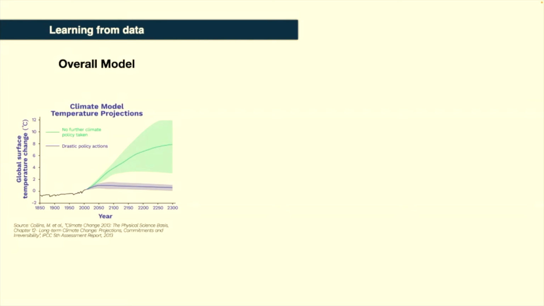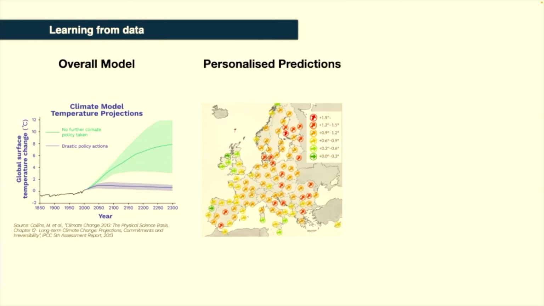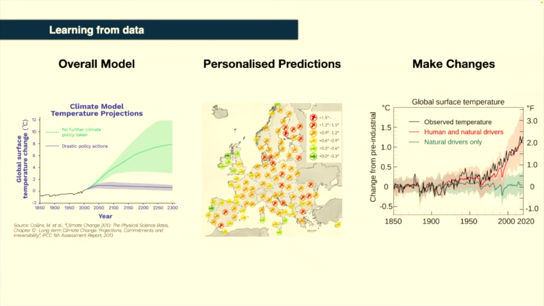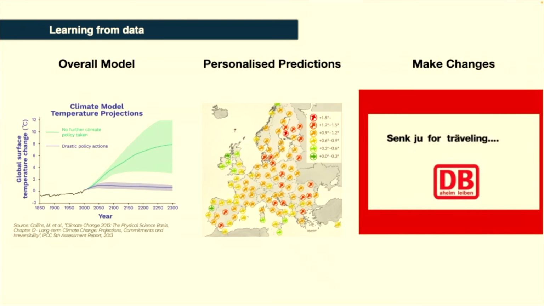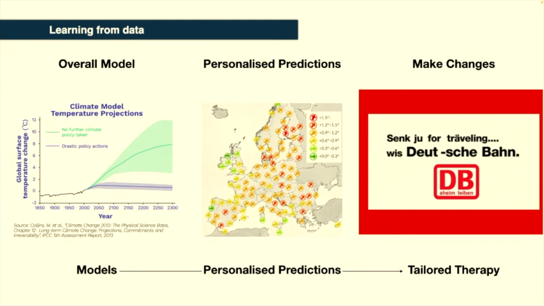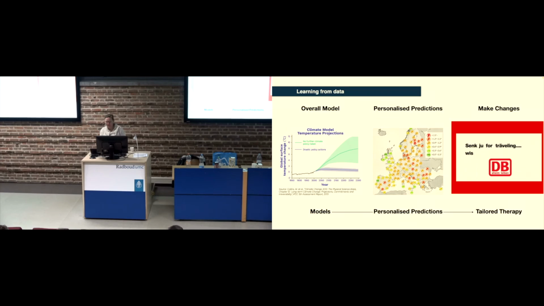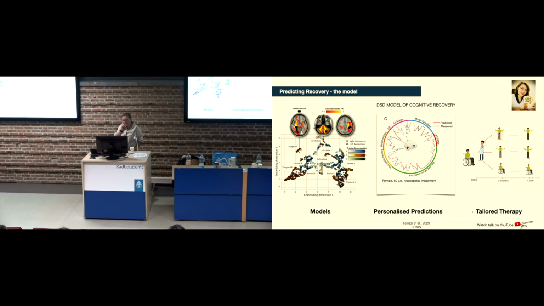Now, one of the first things that you then want to do is to check, well, what does that mean for me? So you get a map of Europe, you check where you are, and then I think we're about roughly 1 degree in the Netherlands. And then based on that, you make your changes, and we're supposed to take public transport a bit more. And if you rely on Deutsche Bahn, you stay home a lot more. And that's pretty much what we do in the brain. We make our models, we come up with personalized predictions, and then ideally we tailor therapeutic interventions based on the personalized predictions.